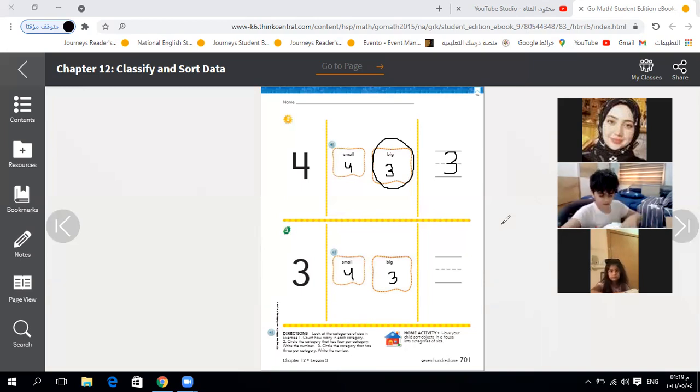Count them, Amir. Don't answer randomly. Look at the categories. Look at the previous page and see how many shapes we have. Which one has 4 shapes? The small one, okay? The small one has 4 shapes. So we have to write the number 4 here.